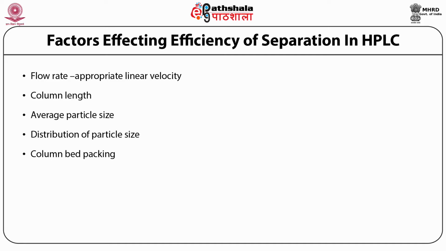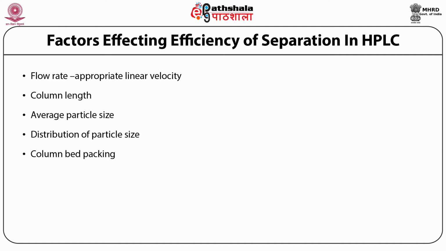Second one is column length. Although increasing the column length can increase the separation factor between two peaks, it eats away the sensitivity of that particular method, because when you increase the length of the column, peak broadening is unavoidable. When peak broadening happens, you will be losing the sensitivity of the method.